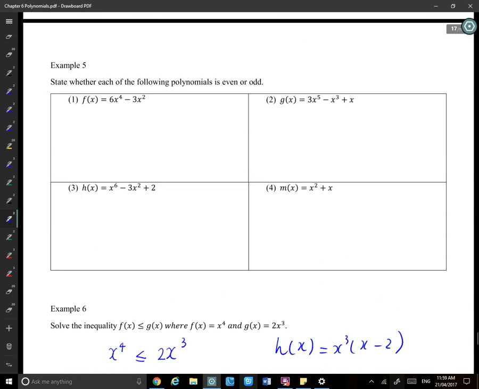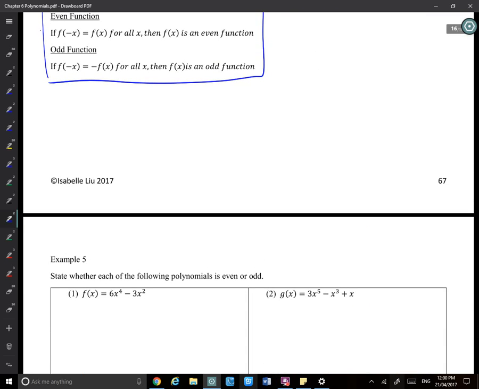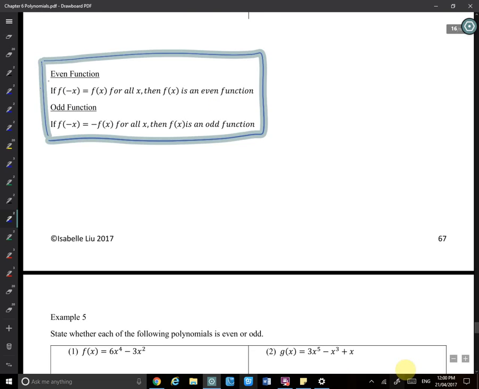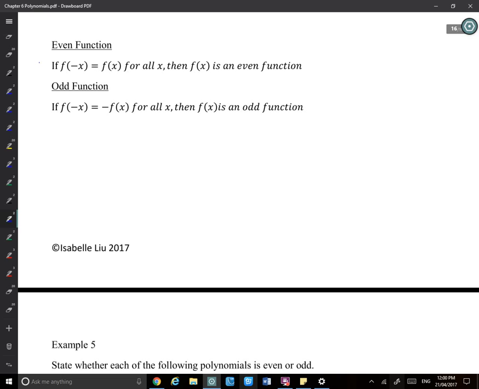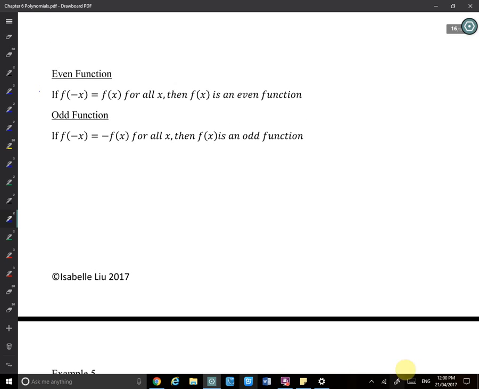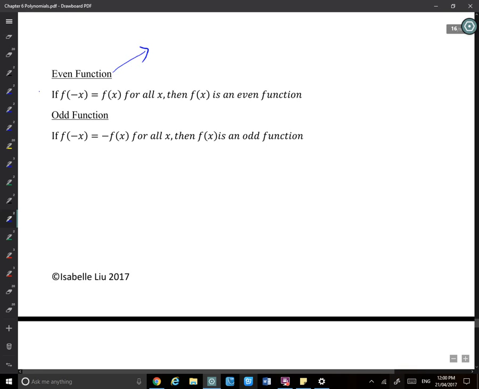Okay, that's example 6. Okay, do one last thing. That is the even and odd function. So what is an even function? What is an odd function? Okay, I'll tell you if you know the graph. An even function is a function that is symmetrical about the y-axis. Okay? Symmetrical about the y-axis. That will be an even function.